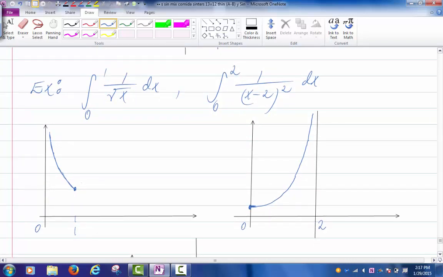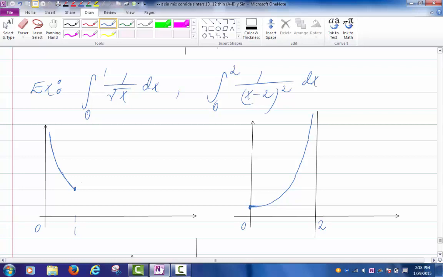One of them is the integral from 0 to 1 of 1 over root x. Another is the integral from 0 to 2 of 1 over (x minus 2) squared. 1 over root x has a discontinuity where? At the left-hand point, 0. From 0 to 1, the graph of 1 over root x looks like this, and at 0, I have an infinite asymptote. For the second integral, from 0 to 2, the graph of 1 over (x minus 2) squared looks like what I have there. At 2, I have an asymptote.